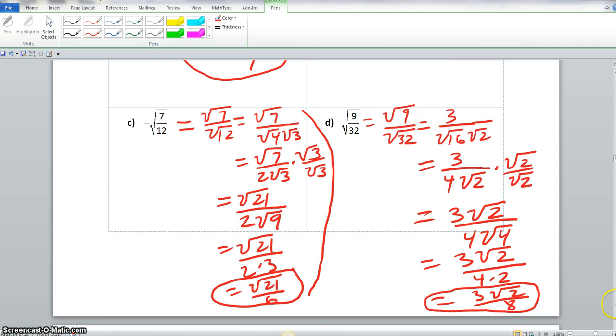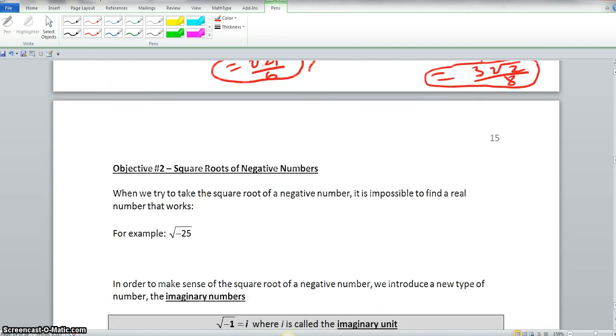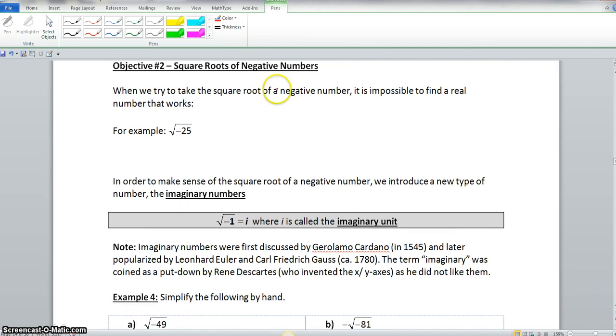Okay, now we scroll down to the next page. And we have here square roots of negative numbers. When we try the square root of a negative number, it is impossible to find a real number that works. For example, the square root of negative 25. Now, in order to make sense of the square root of a negative number, we introduce a new type of number, the imaginary numbers. Now, as you see here, we have the square root of negative 1 is equal to i, where i is called the imaginary unit.